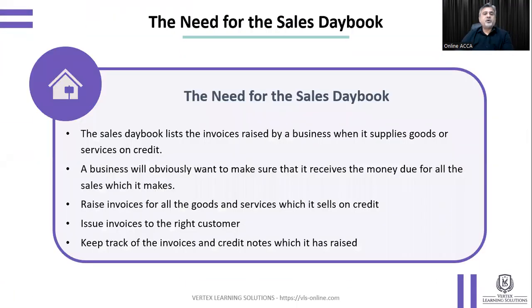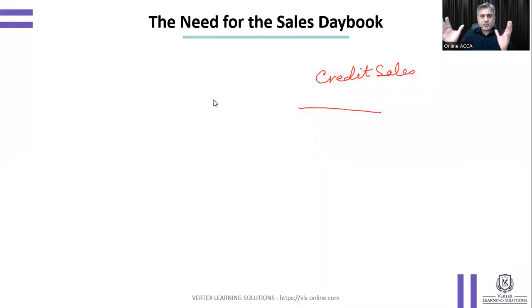So, the need for the sales daybook. Why do we need it? We know that the sales daybook will include the credit sales. Why do we keep it separately? You might be thinking that I should be writing my sales in one place. Why do I separate them? I mean, sales are sales. We can write them in one book. Why do we put them separately?